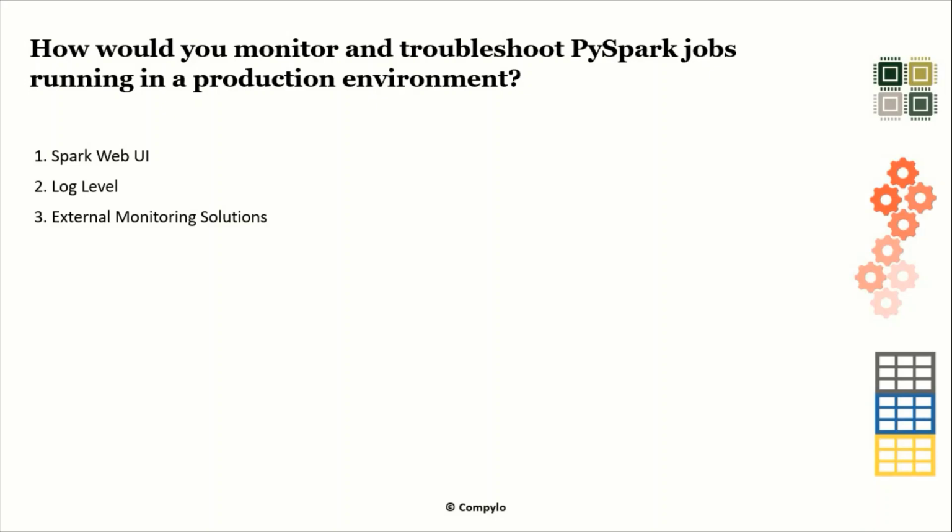Spark Web UI provides detailed insight into job execution, including stages, tasks, and executors, along with a check for failed stages and the reasons behind them. We can set appropriate logging levels like info, warning, and error in our Spark configuration to capture relevant information without overwhelming log files. We can also integrate with monitoring tools like Grafana, Prometheus, Datadog, or New Relic to visualize metrics over time and set up alerts for anomalies.